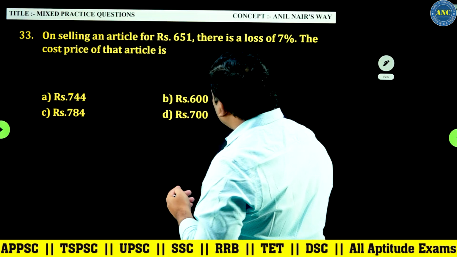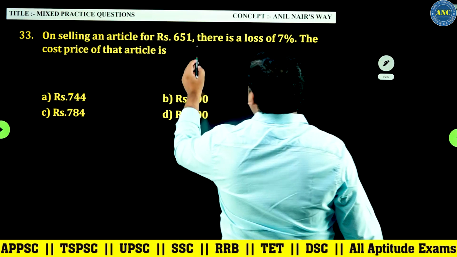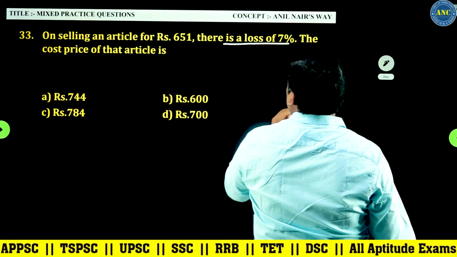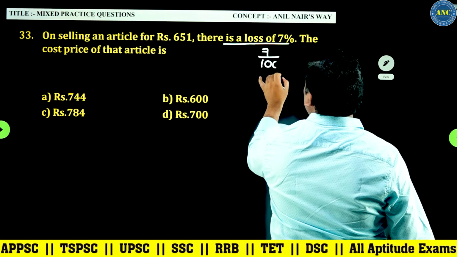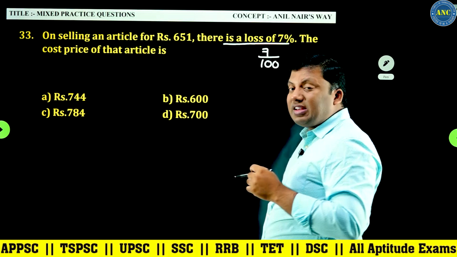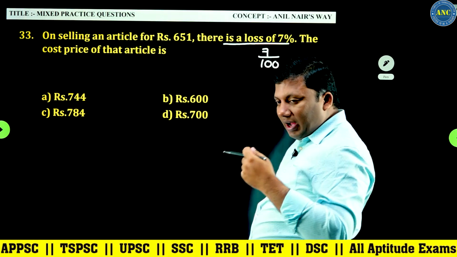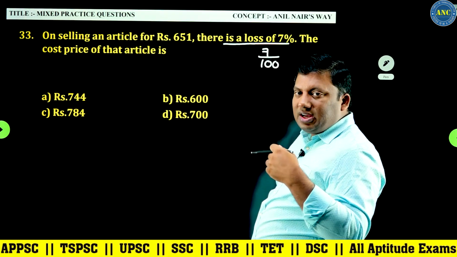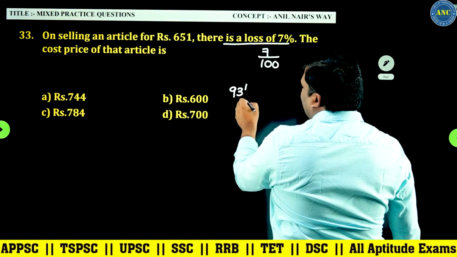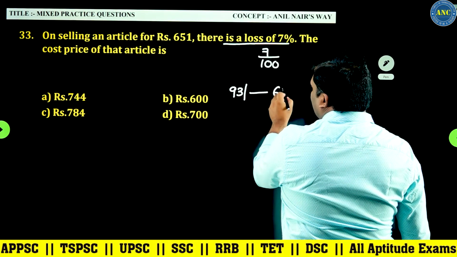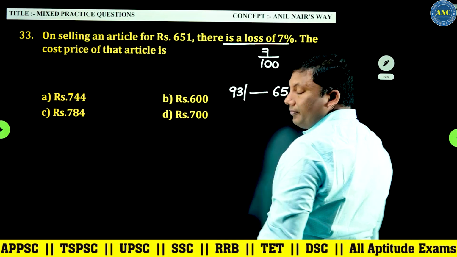On selling an article at 651, loss is 7%. 7% means 7 by 100. On 100, 7 loss. I purchased at 100 rupees, 7 rupees loss. That means I sold it at 93. But in the question he is saying 651.